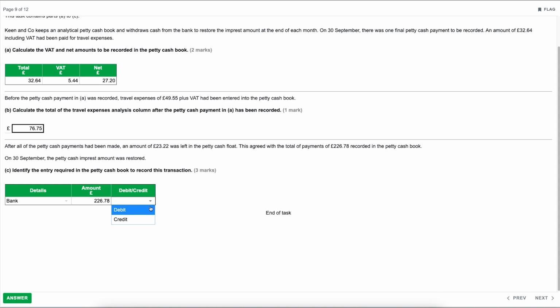Okay, so we would credit the bank for £226.78 and we would debit the petty cash book. Remember, it's an asset and we're increasing the value by £226.78. So it would be a debit. Okay, we know to increase our asset, it would be a debit. Okay, our bank is also an asset. We're reducing that because we're taking the money out of our bank. So it would be a credit within our bank, debit within our petty cash book. Okay, so that covers task 8. Let's now move on to task 9.